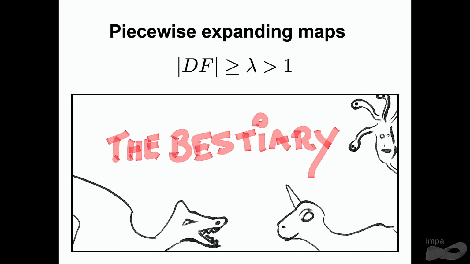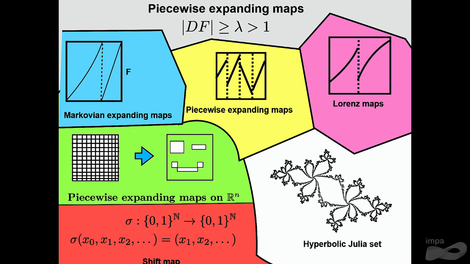I'm going to talk about piecewise expanding maps. Piecewise expanding maps are maps that locally expand distances, and there are a lot of them. There are many piecewise expanding maps in the literature where people study ergodic theory, multi-ergodic theory. I call this collection of maps a bestiary. Someone told me that is not a good name, but I like it, so I'm going to keep it. There are lots and lots of examples of piecewise expanding maps.